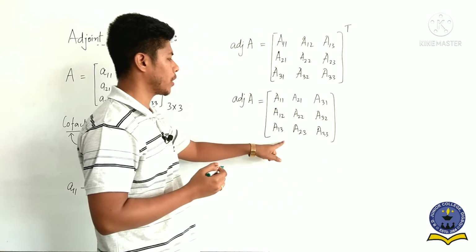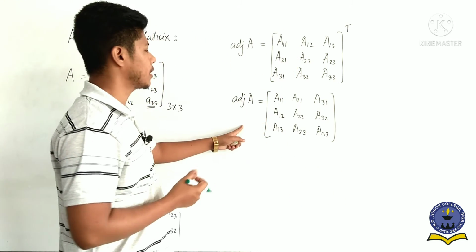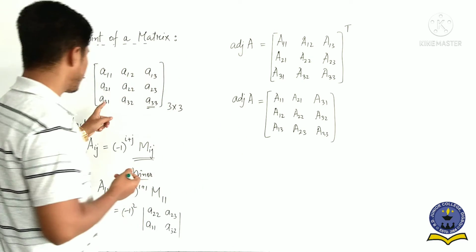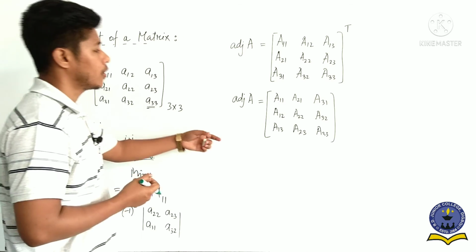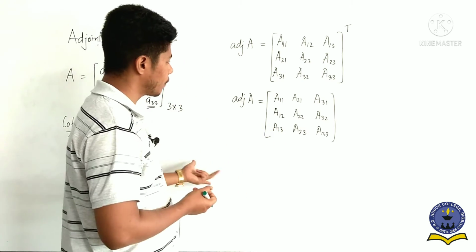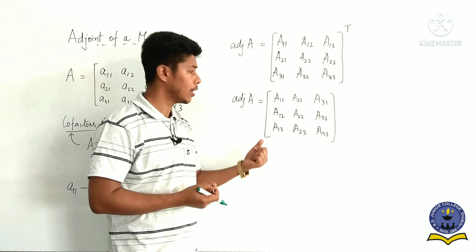After transposing we get this result. So this one is known as the adjoint of A. With the help of an example, it is easier to understand. How can we find out the adjoint? All of you know how to find the adjoint now, isn't it?